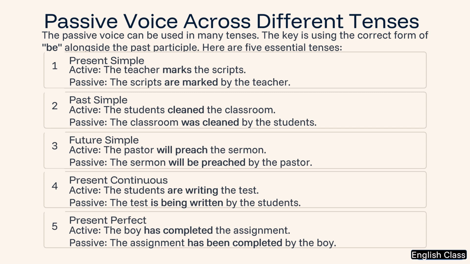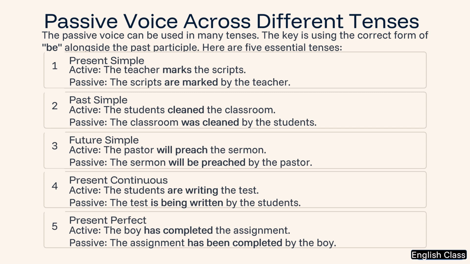Of course, we have different tenses, and passive voice operates across the same tenses. Now, the passive voice can be used in many tenses. The key is using the correct form of be alongside the past participle. Here are five essential tenses. Number one, present simple. When it is in active voice, you have something like the teacher marks the script. But when it is in passive voice, you have something like the scripts are marked by the teacher.